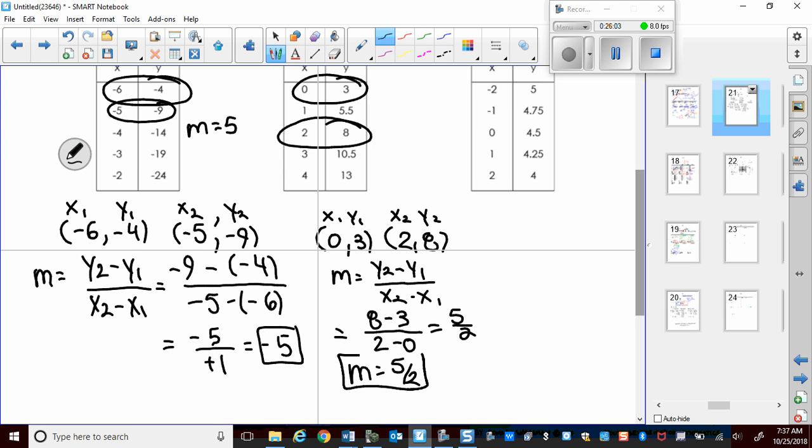So the last one, you'll do on your own. You're going to pick two sets of points, label the points, write your formula, and then plug those numbers in. That's the end of this lesson.